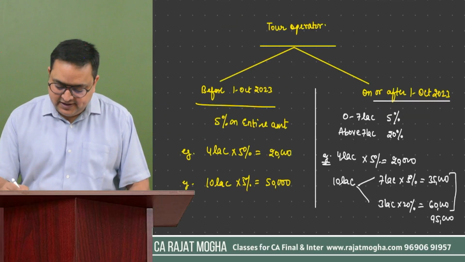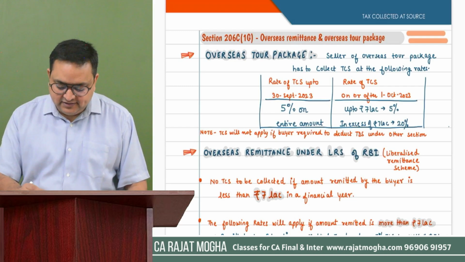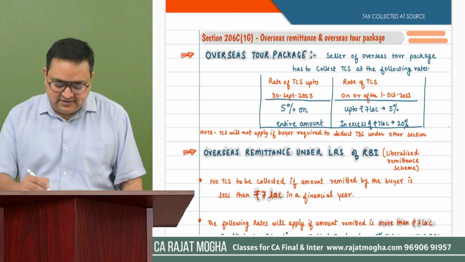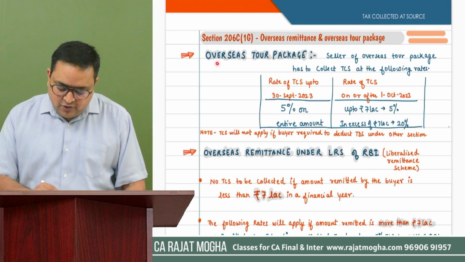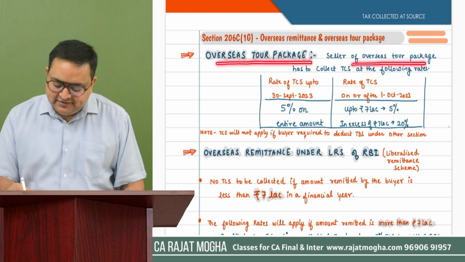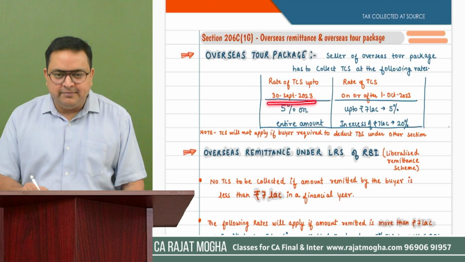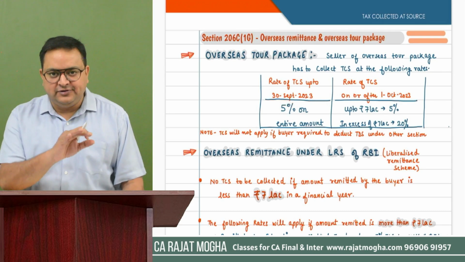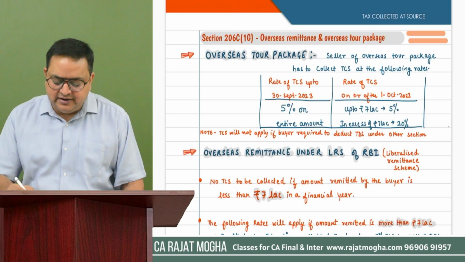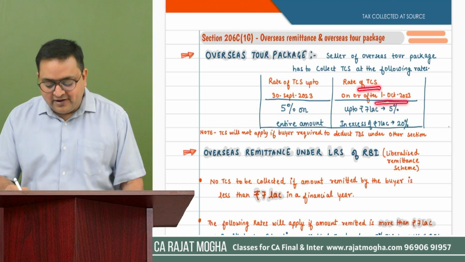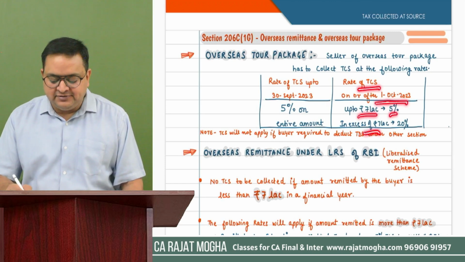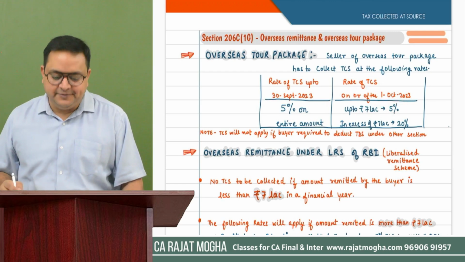So this is the first part of this section. Easy. Second part is also very easy. So the seller of an overseas tour package has to collect TCS at the following rates: up to 30th September 2023, that is before 1st of October, 5% on the entire amount. On or after 1st October, up to 7 lakh, 5%, in excess of 7 lakh, 20%, right?